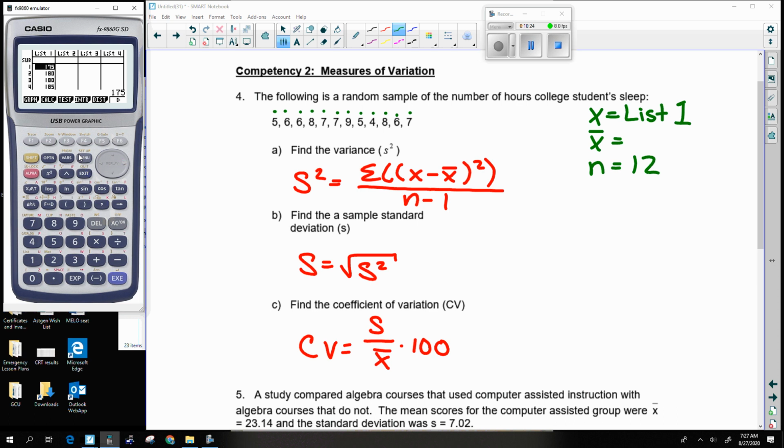So I go to my stats, clear out anything there, enter my list. Okay, again, scroll through it just to make sure I didn't do anything super silly. Okay, good to go. So I need to find the average of this. So I add up the numbers and divide by the number of numbers, which again in this case is 12.